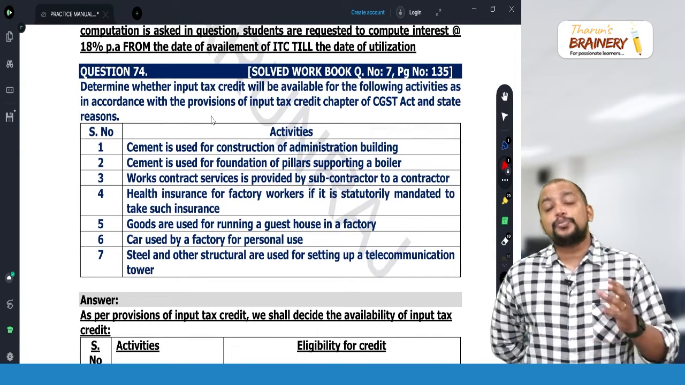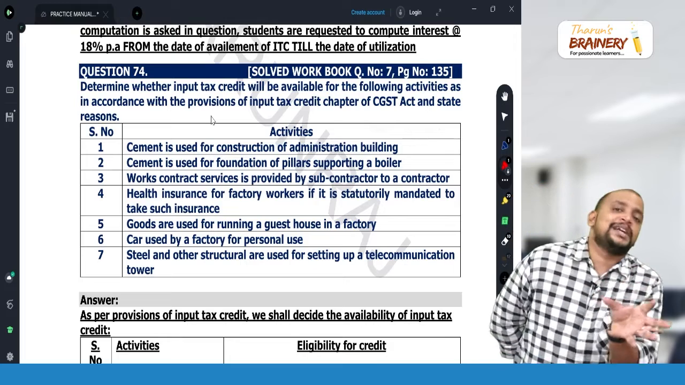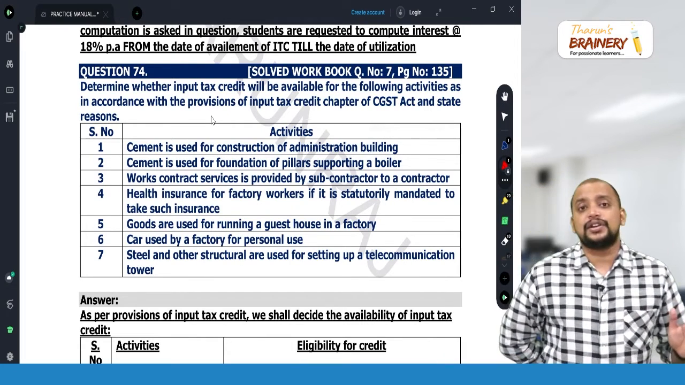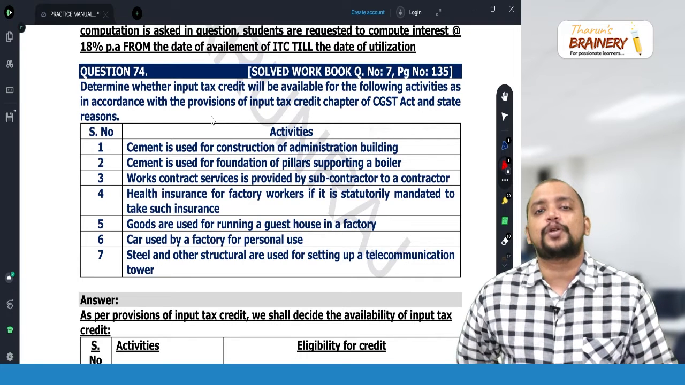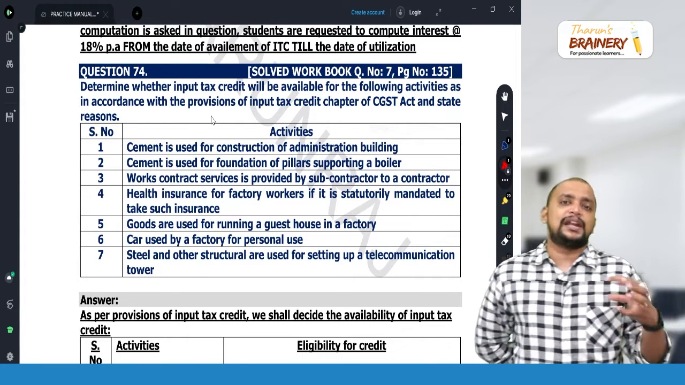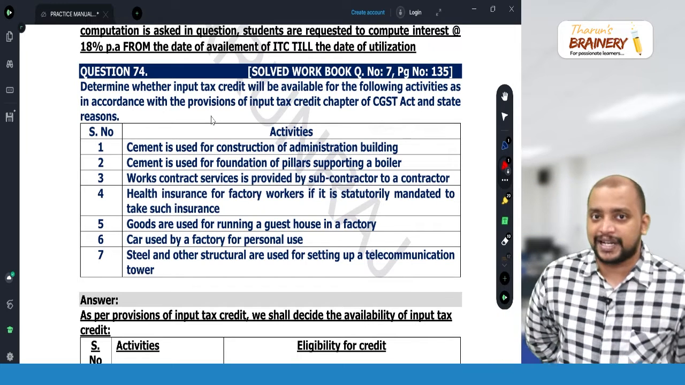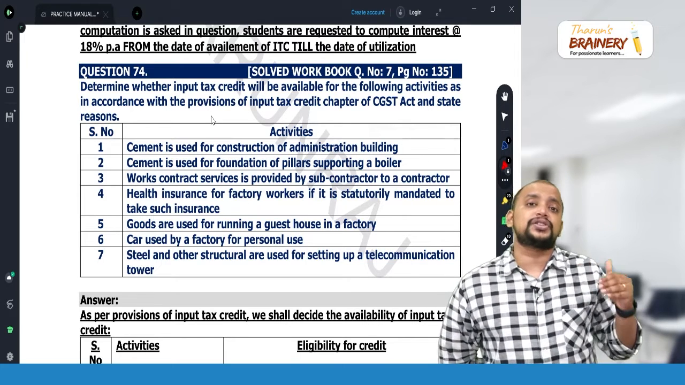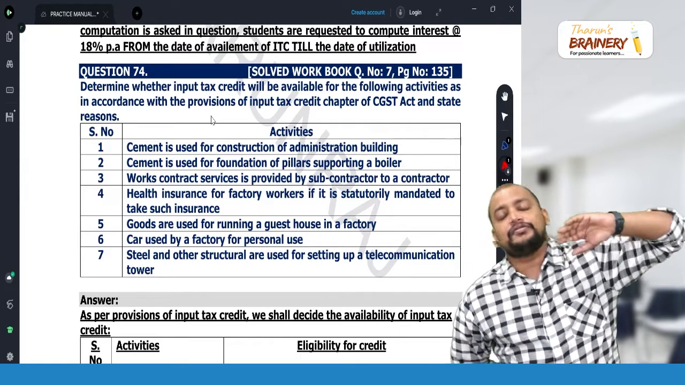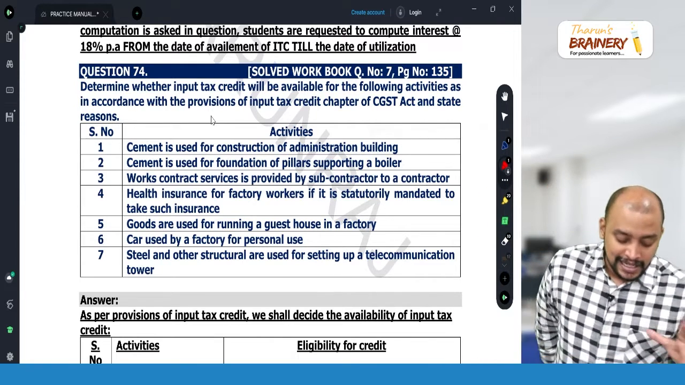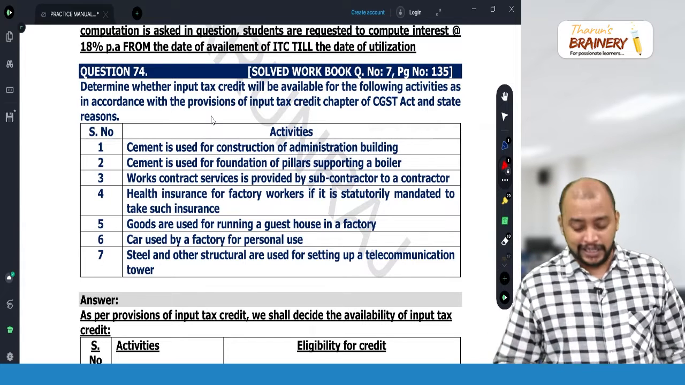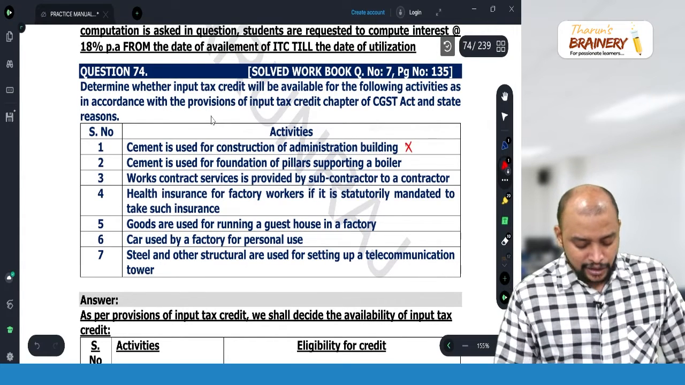Number one, if the construction expenditure is charged to P&L, we can take the credit. Or if that expenditure is in relation to construction of an immovable property being plant and machinery, other than telecommunication towers or pipelines laid outside the factory, then also we can take the credit. This restriction is only for the owner of the property, not for the supplier who is providing the supply of works contract or construction service. In this case, cement used for construction of an administrative building is a blocked credit, ITC not available.